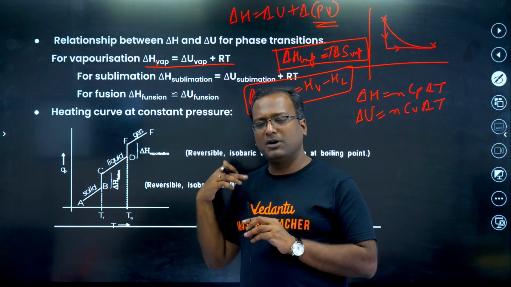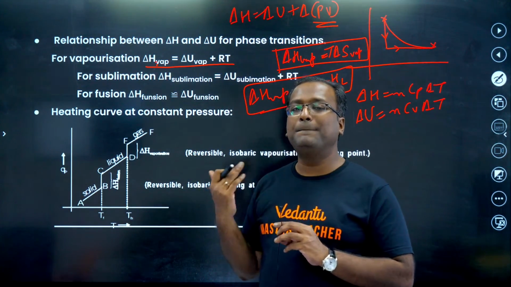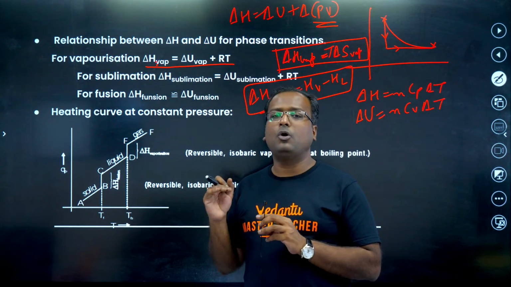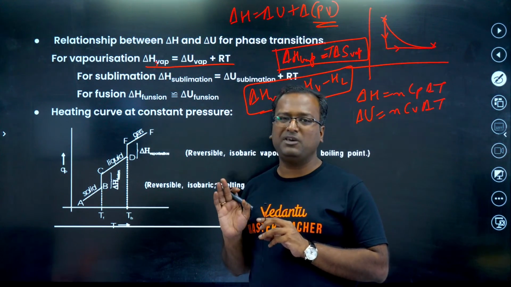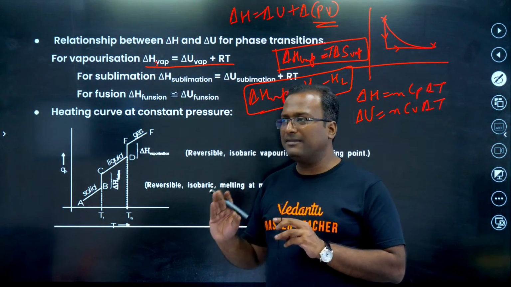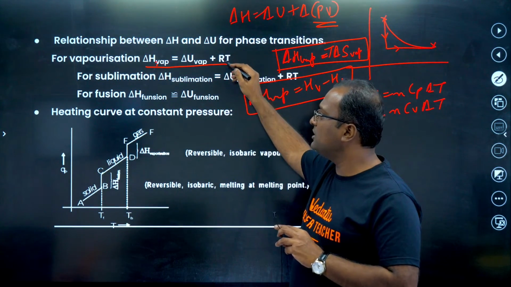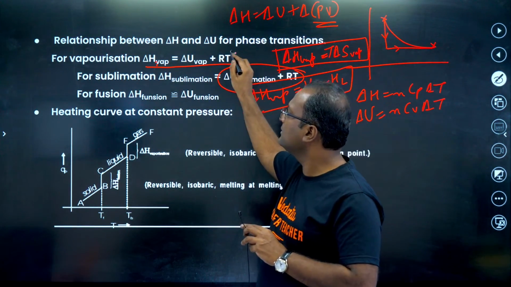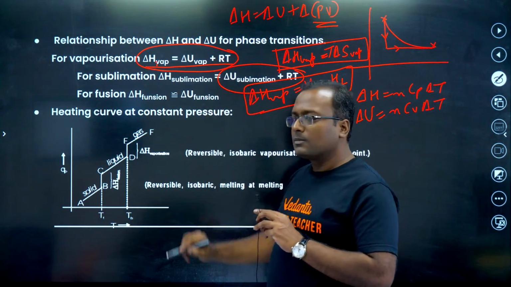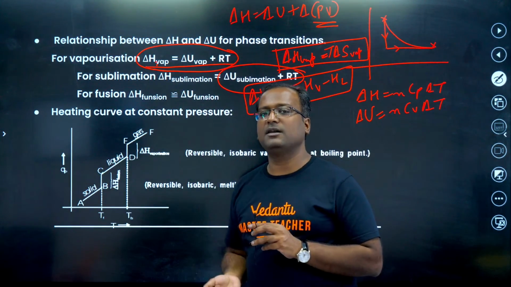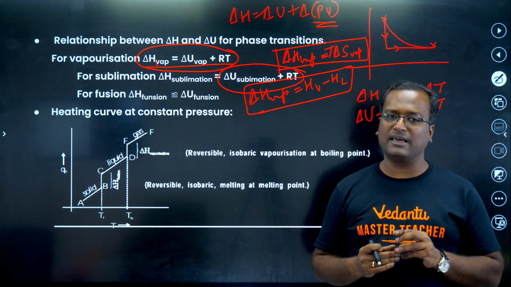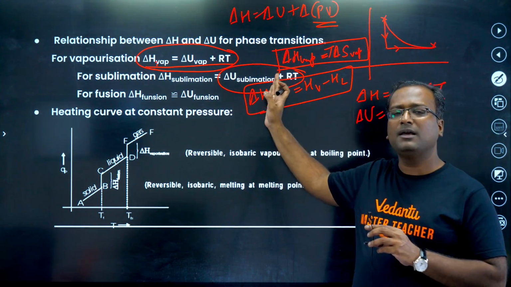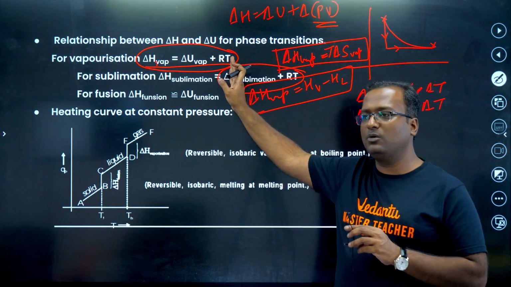Now, when we talk about vaporization, when we talk about sublimation, the product is a gas, right? So on the gas product, we can apply PV equals nRT. And that's the reason why in vaporization and sublimation, we see this RT factor coming. I repeat, during vaporization and sublimation, one of the products formed is a gas, and therefore delta PV converts into RT.